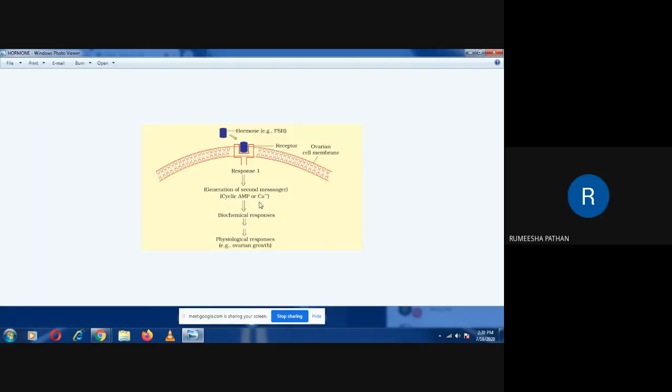What is ATP? Adenosine triphosphate. Yes, adenosine triphosphate. And here, what will it become? Adenosine monophosphate. What is AMP? Adenosine monophosphate. Okay, done now. Everyone understood this whole mechanism?